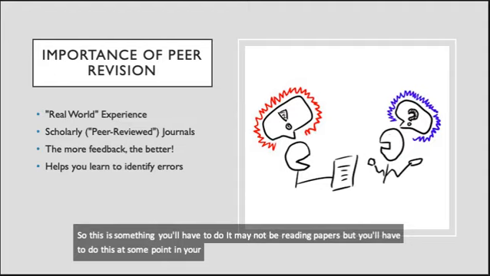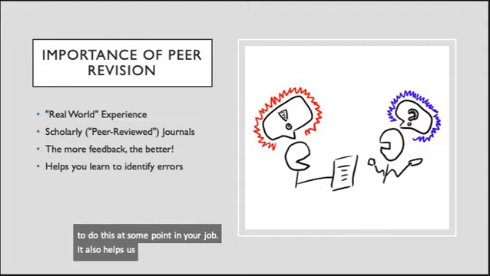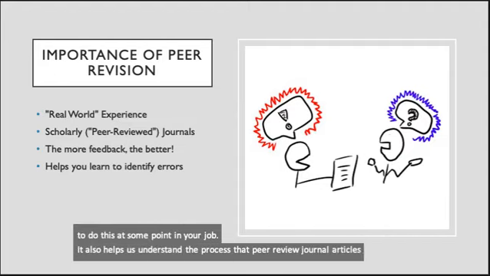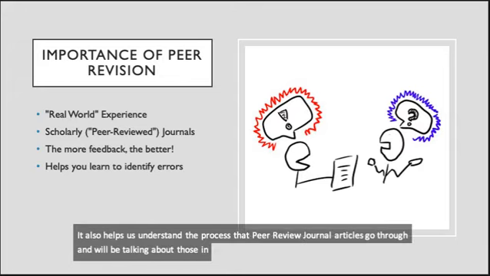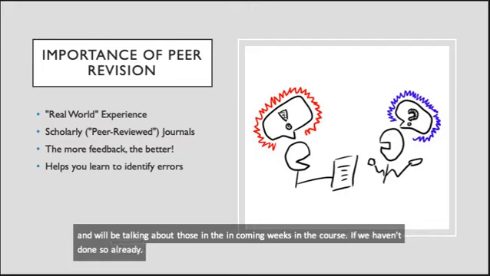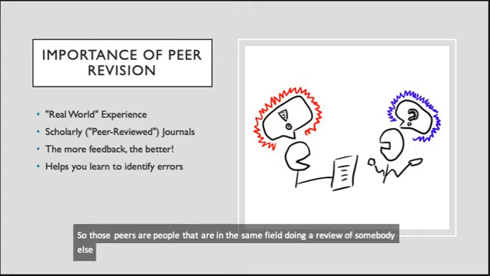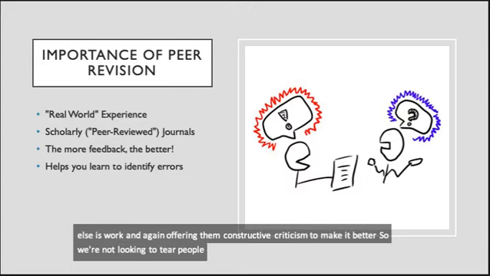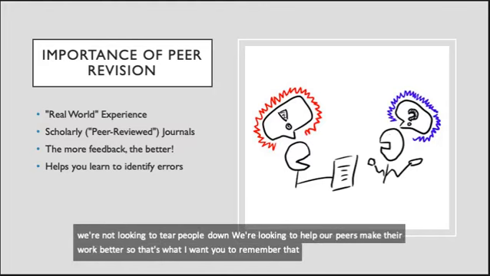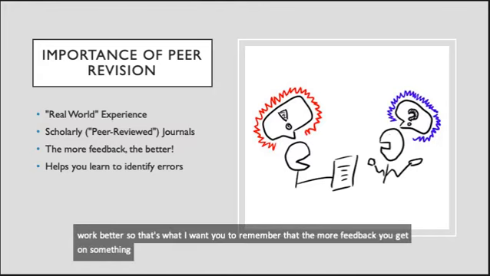This also helps us understand the process that peer-reviewed journal articles go through. And we'll be talking about those in coming weeks in the course if we haven't done so already. So those peers are people that are in the same field doing a review of somebody else's work, and again, offering them constructive criticism to make it better. So we're not looking to tear people down. We're looking to help our peers make their work better. So that's what I want you to remember, that the more feedback you get on something, the better your end product is going to be.